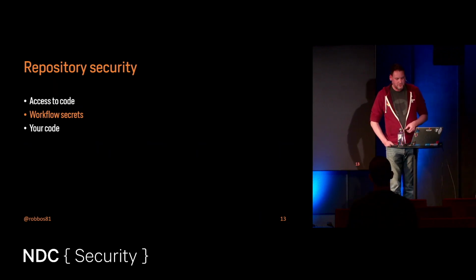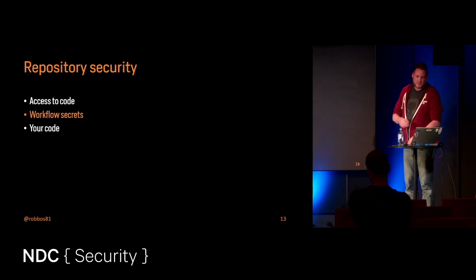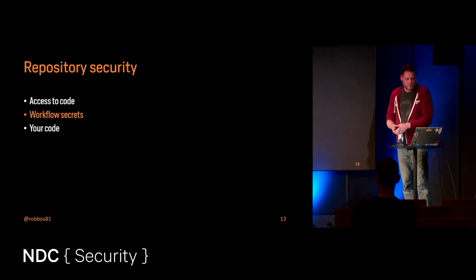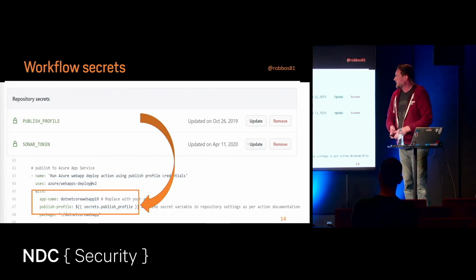Second step is workflow secrets. We've seen this in different CI/CD systems as well, and GitHub Actions has a secret store as well that you can use. But it's very good to know how that thing works.